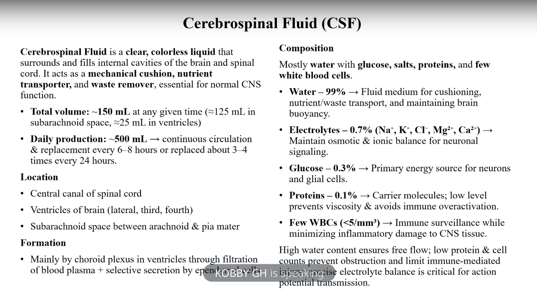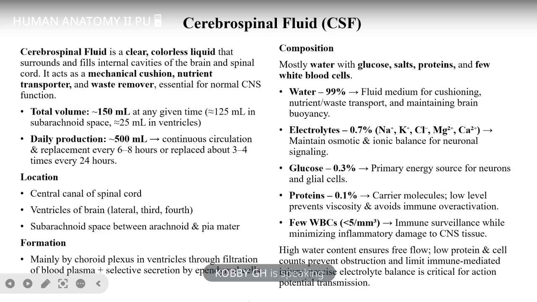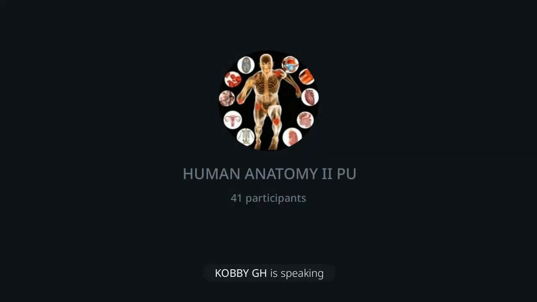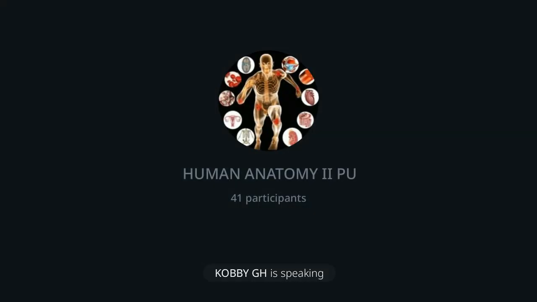So know the key points with the cerebrospinal fluid. At least know the functions and also know the total volume. Those are the key things that we are interested in. And again, more importantly, for your pharmacology and for your medicine and surgery, know the composition of the cerebrospinal fluid. It's made up of water, electrolytes, glucose, proteins, and a few white blood cells.